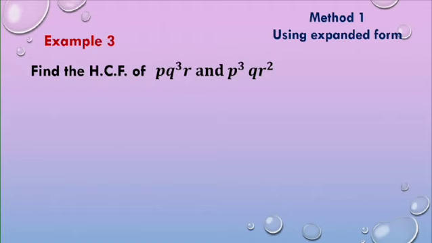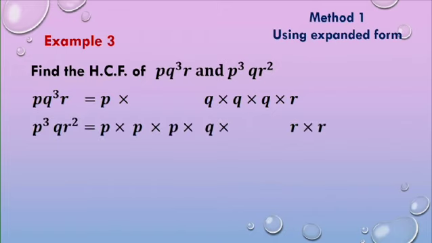Example 3. First we are going to use expanded form. Find the HCF of P q to the power of 3 r and P power 3 q r square. First we write these two terms in expanded form. Now tell me what will be the HCF.